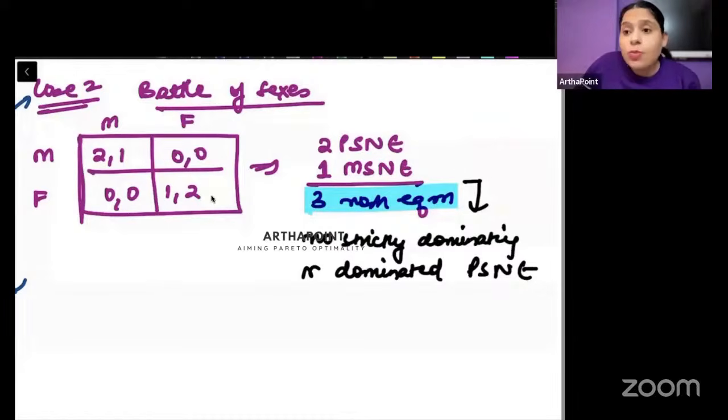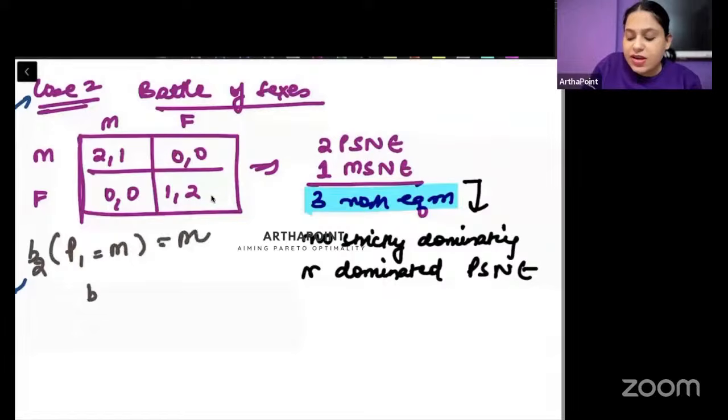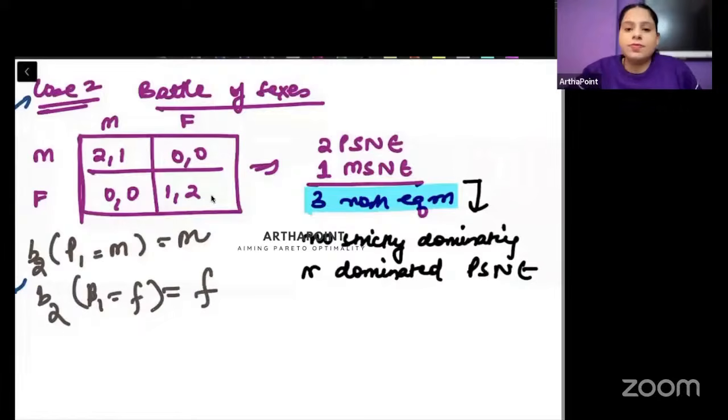This 2-1 is not getting dominated by any other strategy because there is no dominated strategy. The best response was changing. When player 1 was going for movie, best response of player 2 was movie. When player 1 was going for football, best response of player 2 was football. So no strategy was dominating the other and no strategy was getting dominated by the other. Neither dominating nor getting dominated.